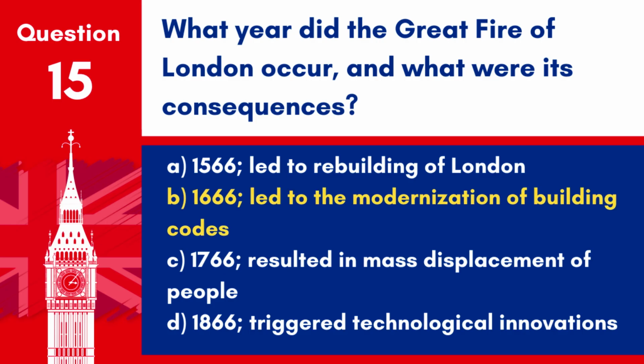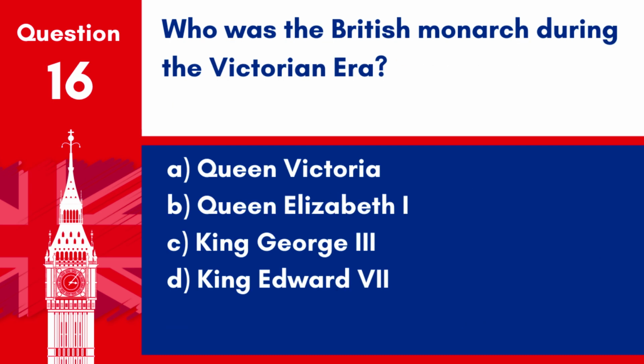Answer. B. 1666, led to the modernization of building codes. The Great Fire of London occurred in 1666, and its consequences led to major urban development and stricter building codes. Question 16. Who was the British monarch during the Victorian era?